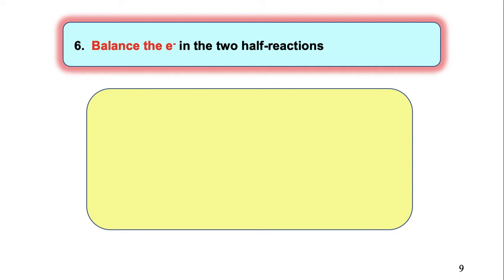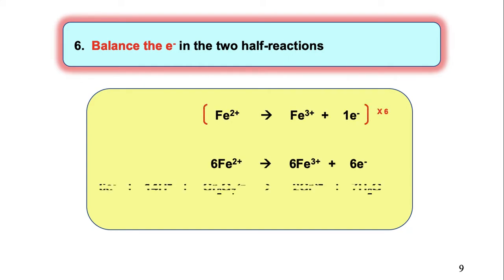Okay, and then the next step is to balance the electrons in the 2 half reactions. You already have the equations with the electrons in them. On the right side 1 electron, on the left side 6 electrons. So you have to multiply the iron equation by 6, because you have 6 in the other reaction. When you multiply by 6, you have 6 Fe2 plus, 6 Fe3 plus, and 6 electrons. So now you have the same number of electrons on both sides.